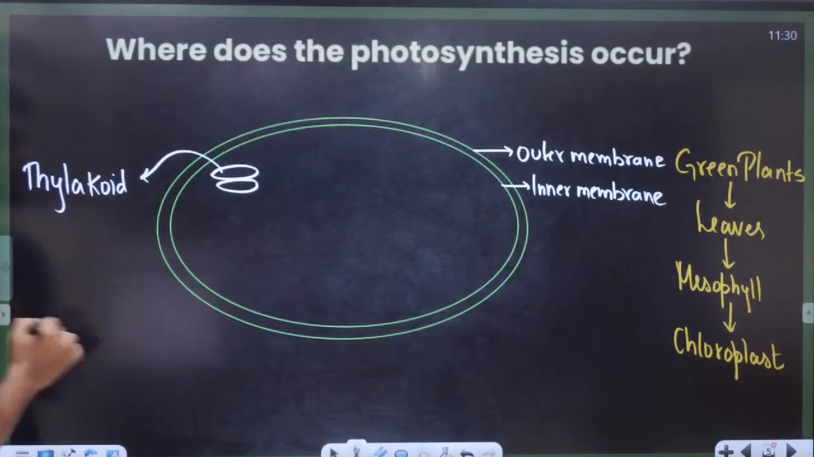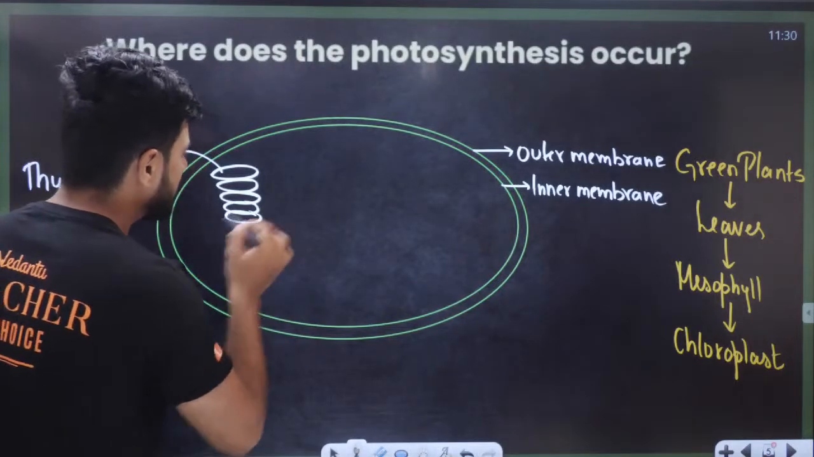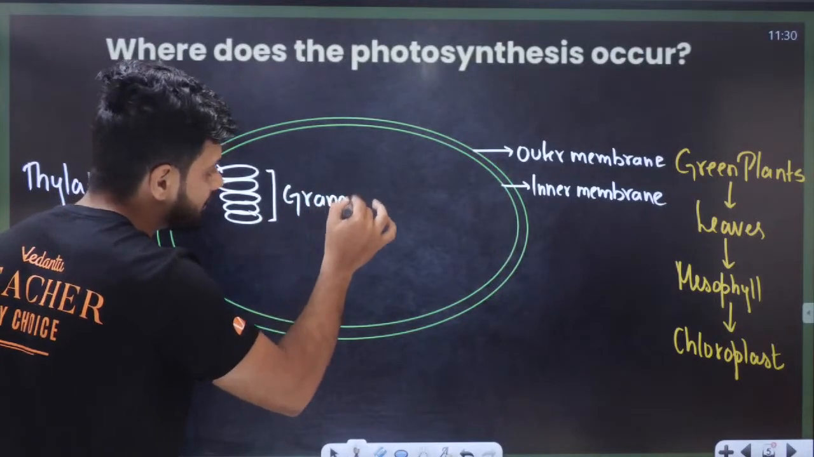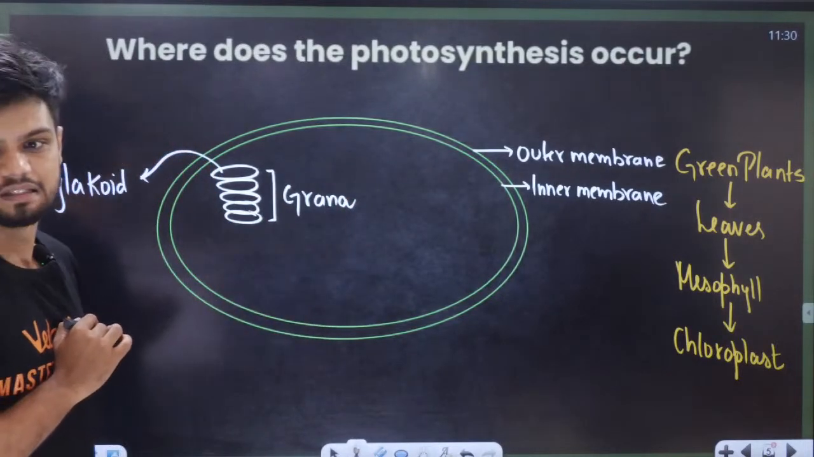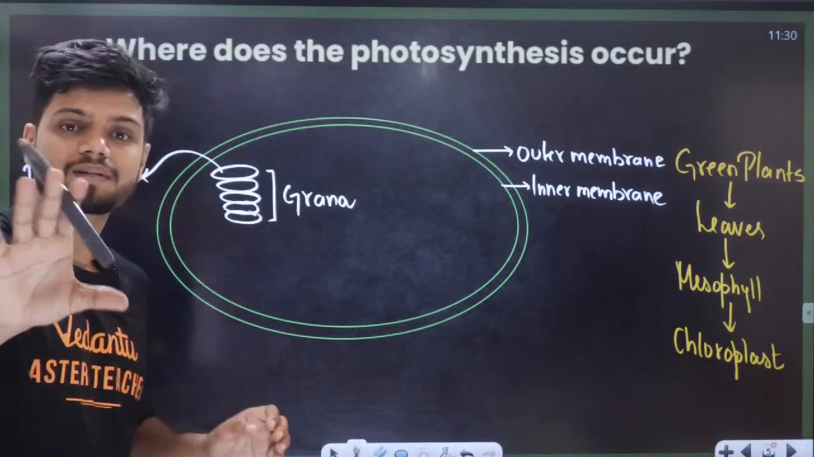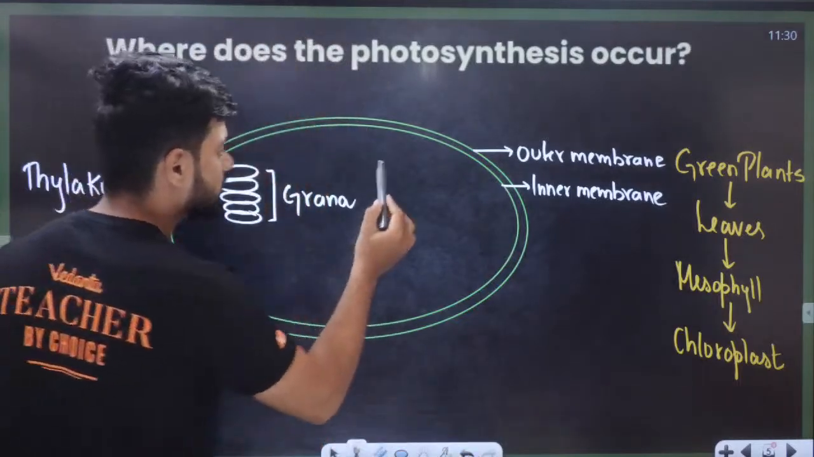Okay, thylakoid. Now, these coin-like structures are not present as single. They are present in a stack. This entire stack is called grana. Okay, it is called grana. Now, students, apart from that, this entire stack of coins is not present as single. There are many sets. Very rich it is.